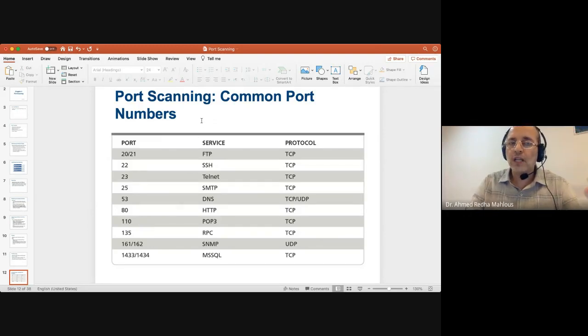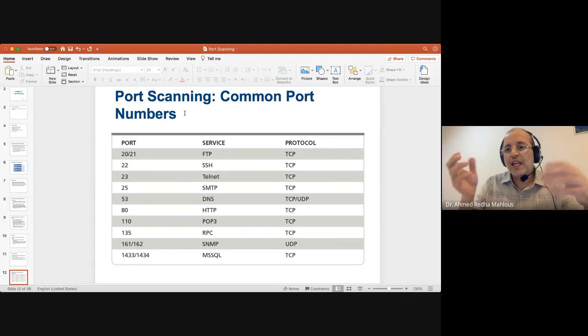ports. 65,000 and something. I think 65,532 ports that do exist within each machine. And there are some ports that are well-known ports that are commonly used by common applications, as there are other ports that are less frequently used.